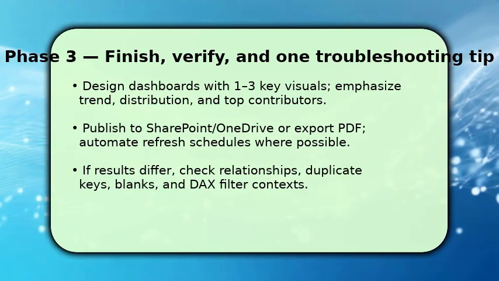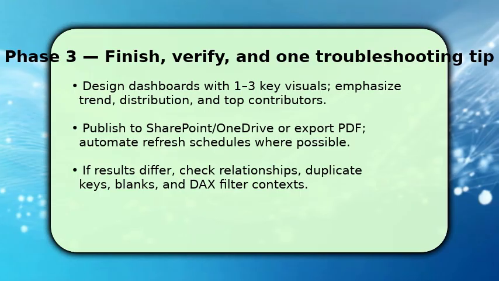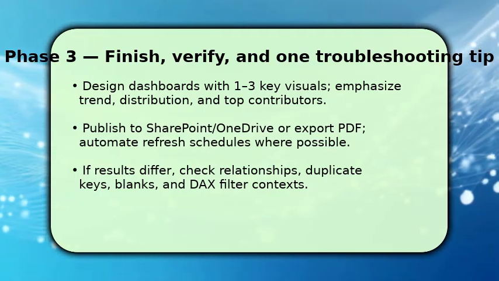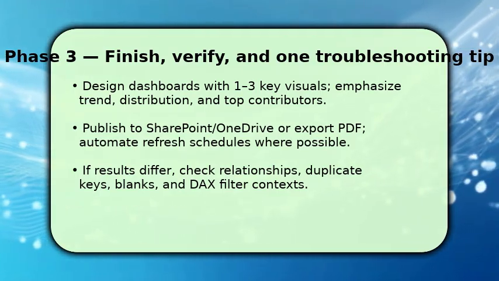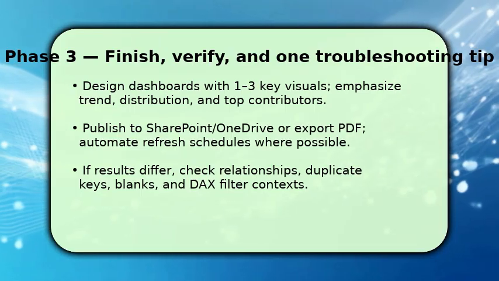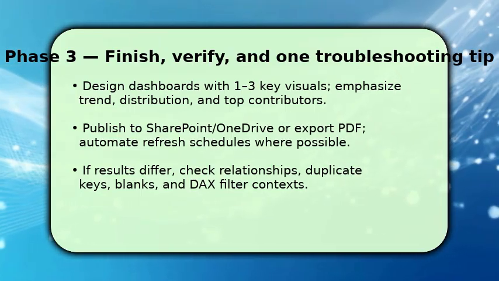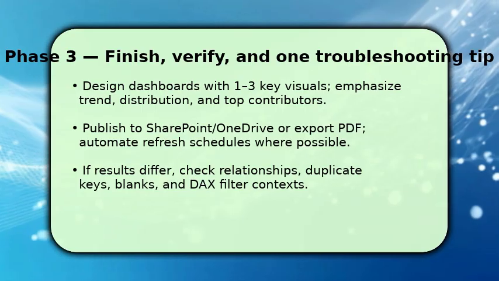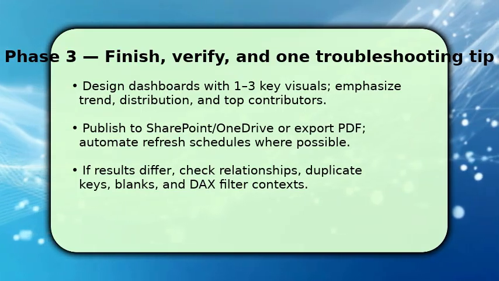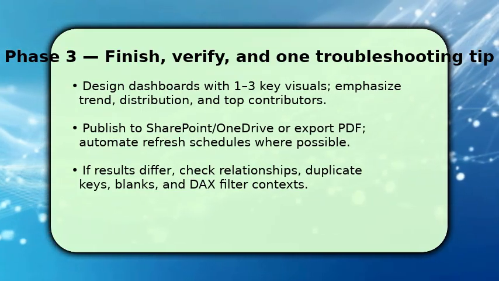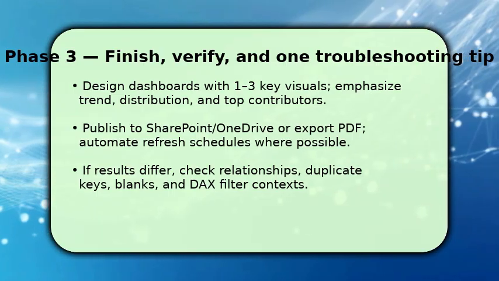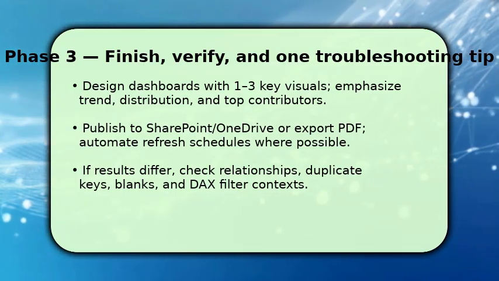Publish the workbook to OneDrive or SharePoint and set automatic refresh if connected to live data. Make sure calculations update after refresh. If numbers look wrong, check relationships, duplicate keys, blank values, and DAX filter context. These are the usual culprits. Finally, document one refresh and validation step so you, or others, can trust the output.